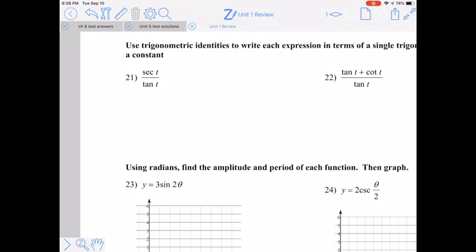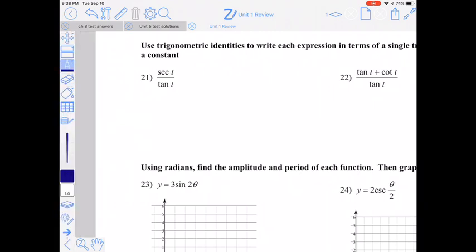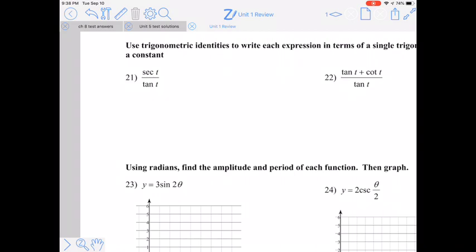Okay, so one of the identities for secant is that it's the reciprocal of cosine. And then one of the identities for tangent was that tangent is equal to sine over cosine. And then dividing by a fraction means multiplying by the reciprocal. And then cosine cancels, so we have 1 over sine t.